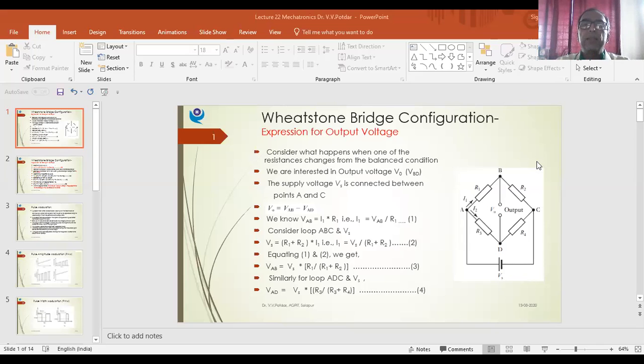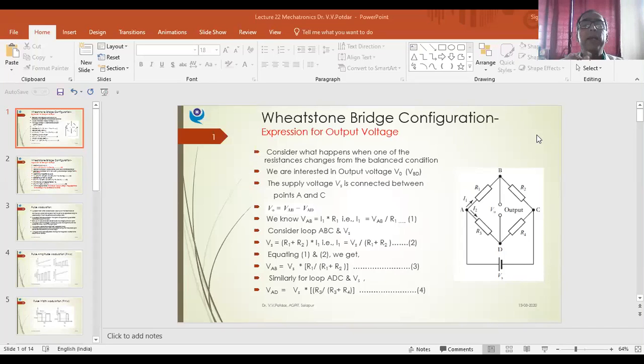Yesterday, last class, we discussed Wheatstone bridge circuit briefly, and we also derived the expression for initial balancing. What was the expression? R1 by R2 is equal to R3 by R4.